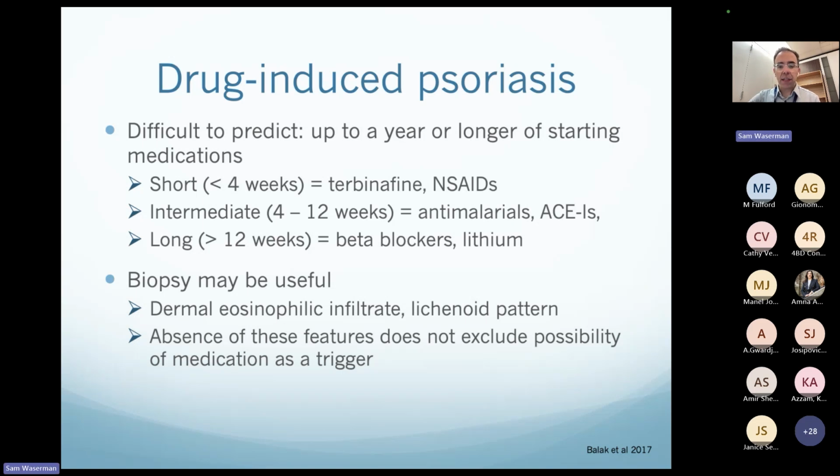Terbinafine and NSAIDs typically are less than 4 weeks. More on the intermediate spectrum, 4 to 12 weeks, are antimalarials and ACE inhibitors. And then lithium and beta blockers tend to be more than 12 weeks. Now, if there's any uncertainty as to the diagnosis, a biopsy can be helpful, and you would expect to see a dermal eosinophilic infiltrate and a lichenoid pattern, but the absence of these features doesn't exclude the possibility of medication as a trigger.